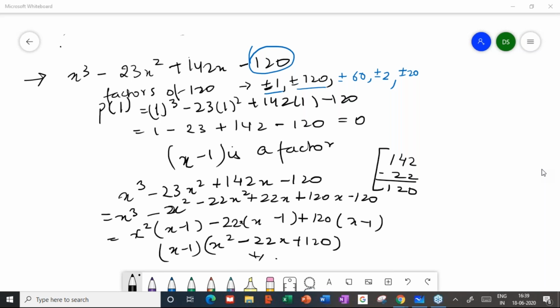Why do we need to take factors of 120? Okay, Puneet, we need to start somewhere, right? There are 3 zeros for this equation, right? So the easiest way is to take factors of the constant term and do trial and error, so you get 1 zero without doing much work.